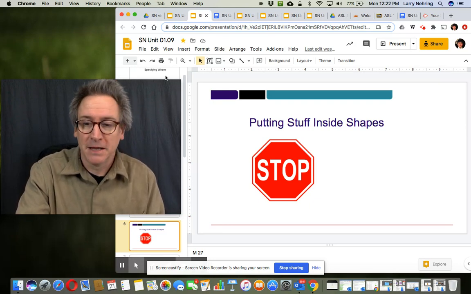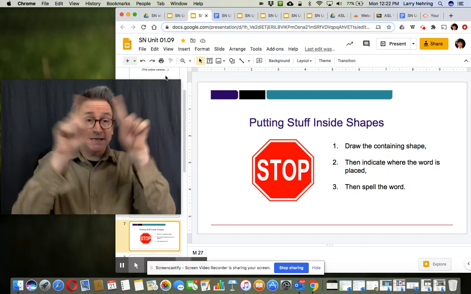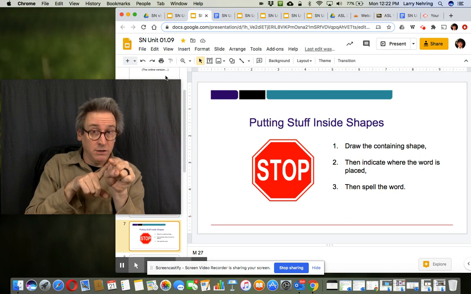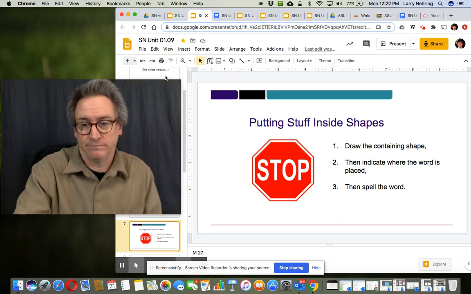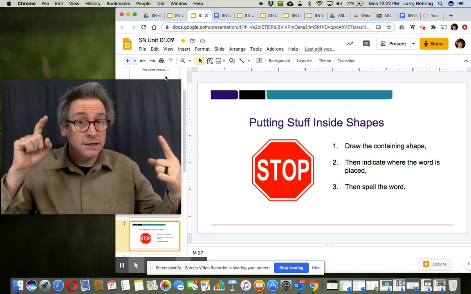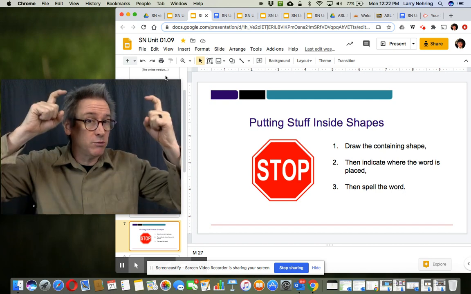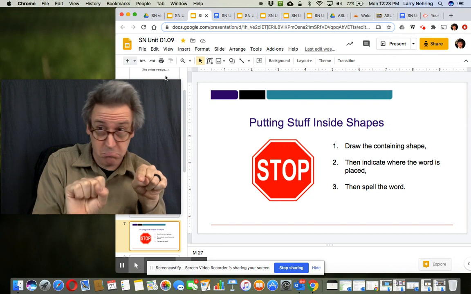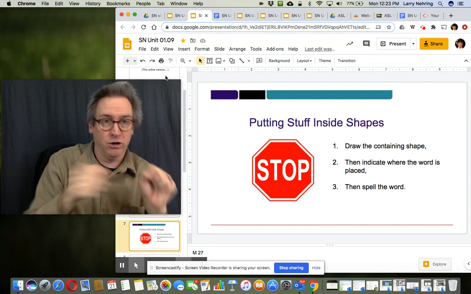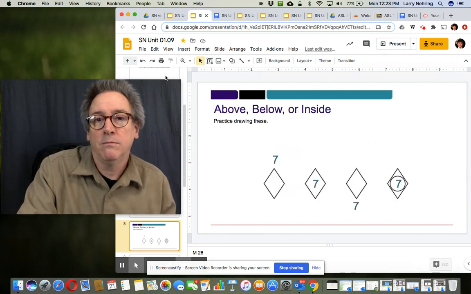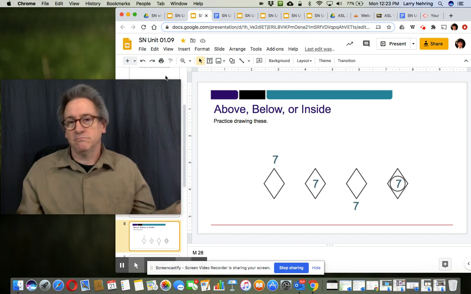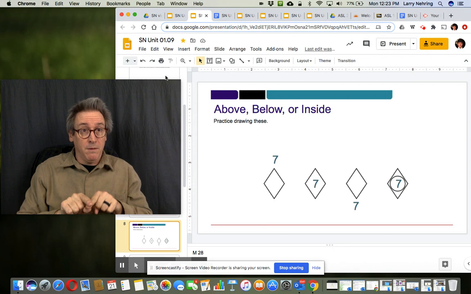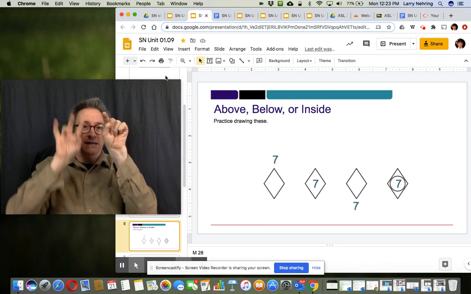I'll cut it later. So we draw the containing shape, indicate where the word's going to be placed with your passive hand, and then spell the word with your active hand. And on step two, generally speaking, we're going to raise our eyebrows because we're saying, okay, you're paying attention. No, this is going to be where it is. I finger spelled it. Got it? Good. And then you can move on. So, some simple things. Diamond. Up above it is a 7.